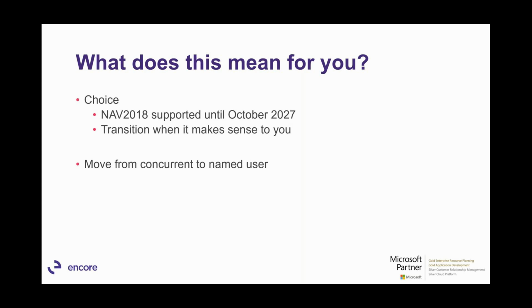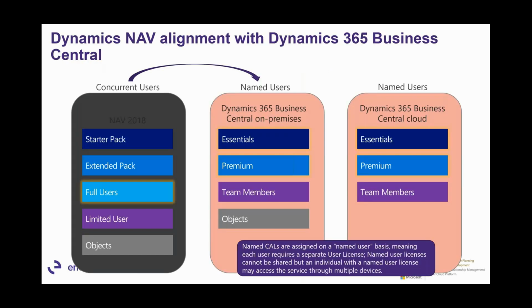So when you're ready, we want to be able to walk you through what that process would look like for you. And again, you've made that investment. Microsoft respects that investment, and they want to continue to support you and move you forward through those new versions of D365 Business Central. So this visual shows you currently, if you're on NAV 2018 or lower, you had that starter pack, extended pack, your full use users, limited users, and you have objects. When we go into this D365 world, we've now got this Essentials pack, Premium pack, team members, and objects. And that's D365 on-premise, or it could be subscription.